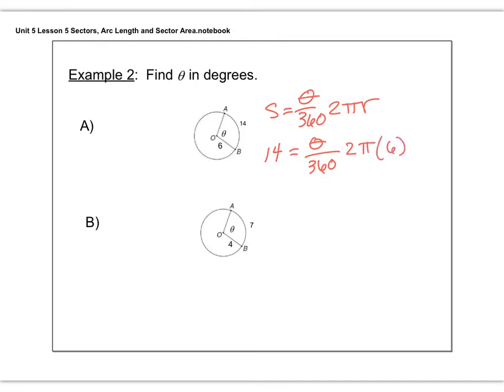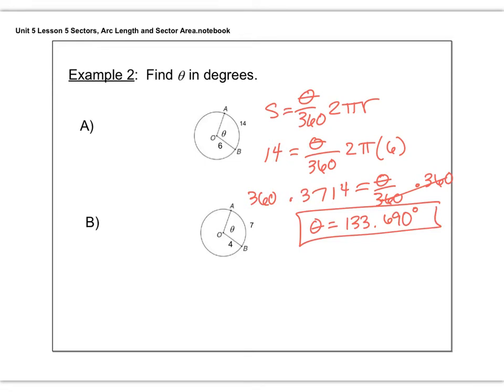So you have to do a little bit of working backwards. I would probably take 14 and divide by 12 pi. When you do that, you're going to have to take 14 divided by parentheses 12 times pi. You'll wind up with 0.3714 equals theta over 360. And then you can multiply by 360 on both sides. That should give you theta is 133.690 degrees, the measure of that angle.